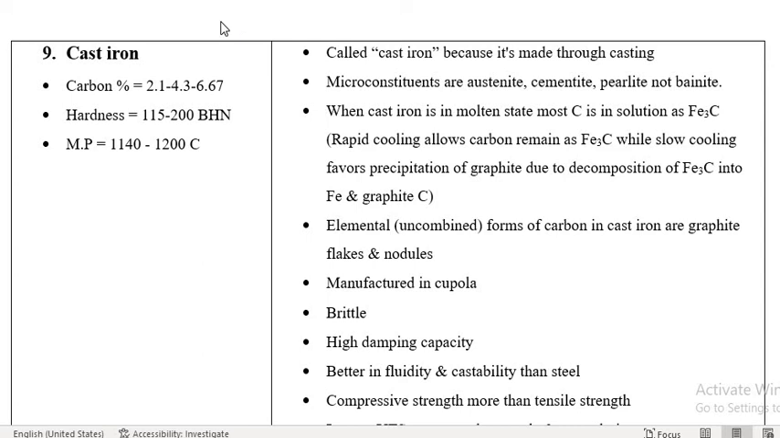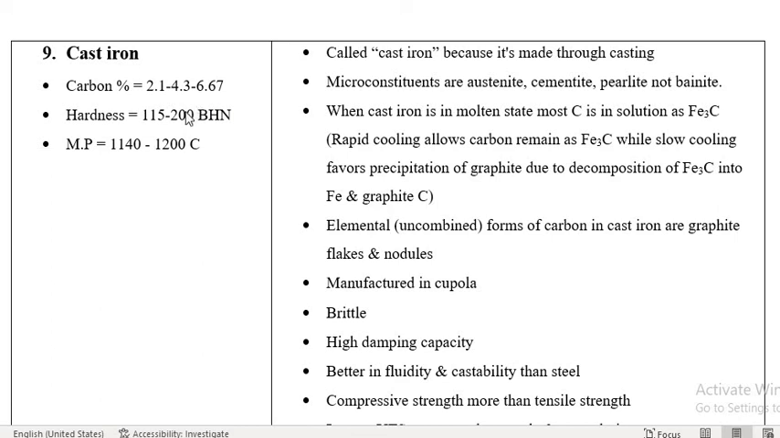Today we will discuss cast iron. What is cast iron? Cast iron is called cast iron because it is made through casting. The carbon percentage in cast iron is 2.1 to 6.67%. From 2.1% to 4.3%, the cast iron is called hypoeutectic cast iron, and from 4.3% to 6.67%, it is called hypereutectic cast iron.